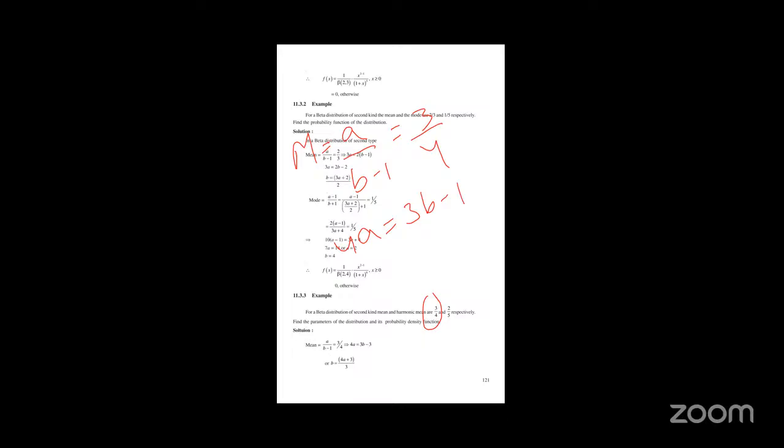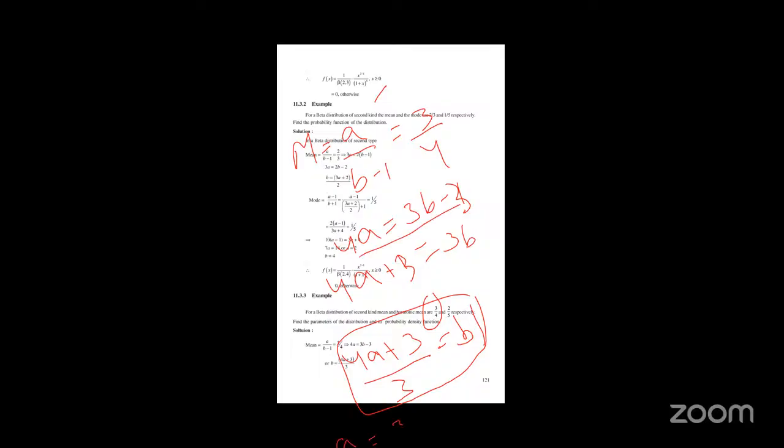So 4A is equal to 3 times B minus 1, which is 3B minus 3. So 4A plus 3 equals 3B, so B is equal to 4A plus 3 by 3. So this is the B value. Or else, from this you can find the A value also: A is equal to 3B minus 3 by 4. So you can substitute this in the place of A, or the other one in the place of B. Anything you can substitute; the answer will be the same. So B is equal to 4A plus 3 by 3.